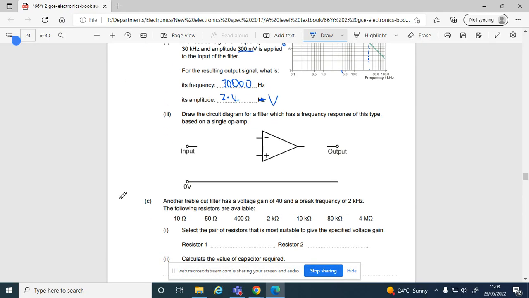Happy with that one? And then draw the circuit diagram. It's a bass. No, it's not. It's a treble cut. Treble cut looks like this in parallel with there. That goes to there. A bit neater, Daniel. And that goes down to there.